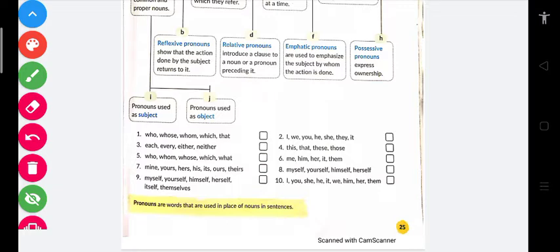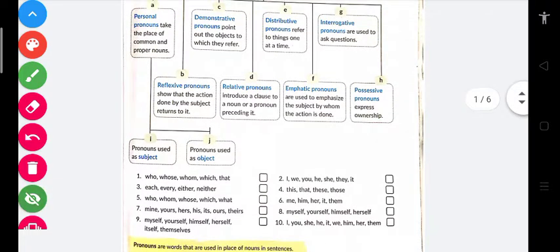And if I talk about the distributive pronoun, here you can see it, distributive pronoun. So the examples of distributive pronouns are each, every, either, neither, whatever you call. Clear? So these are the examples of distributive pronouns.